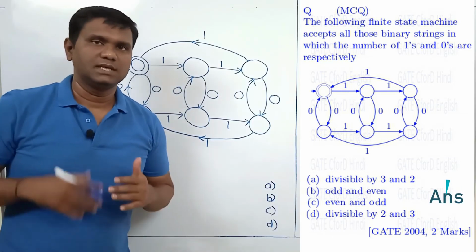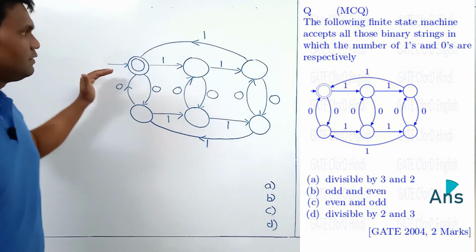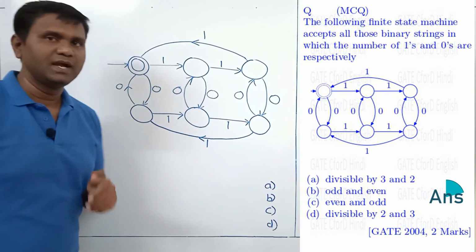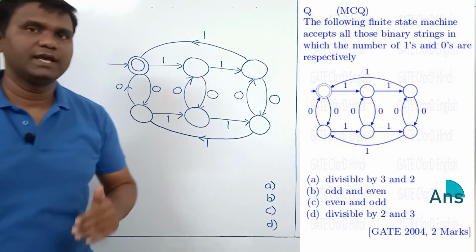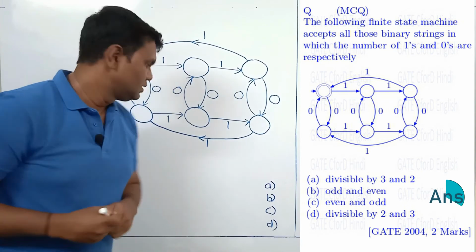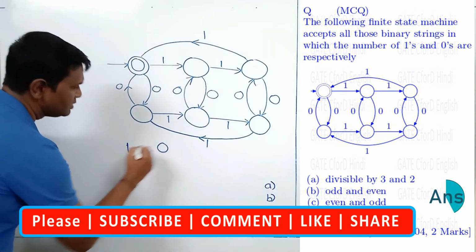Now this question is easy, but you should take care of two things. First, you have to confirm how many final states are there. Here there is only one final state. And second thing is, you have to read the question carefully. You have to look after the sequence. So first they ask about 1 and then they ask about 0.